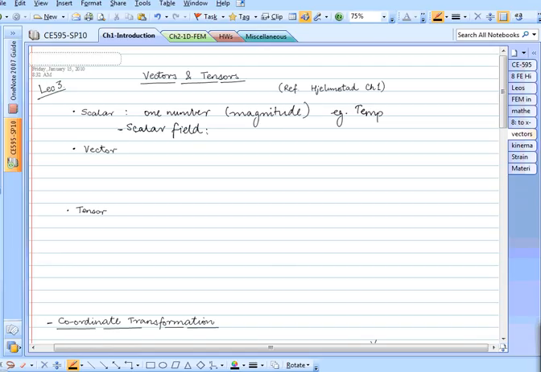What do we mean by a scalar field? Anybody? It's okay, I'm sure your answer is going to be right. Okay. So let's say you have a body, and you're measuring the temperature at each and every point of the body. Then the temperature as a function of x, that's a field, right?